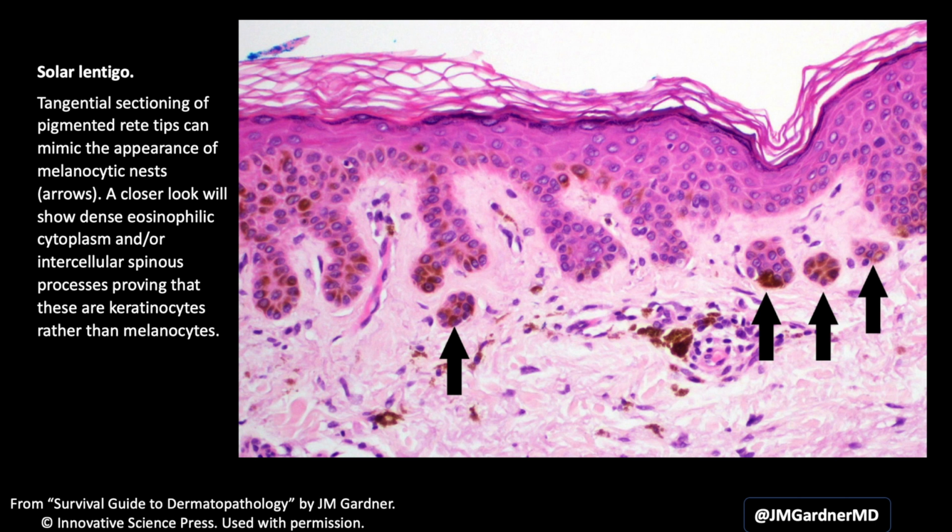But this is a solar lentigo, and I do occasionally see actinic keratosis. I often see actinic keratosis and lentigo coexist together. Also, I sometimes will see solar lentigo with melanoma in situ in the background. So just because there's a lentigo there, don't stop looking. And if you've got any doubt, you can do a stain like a SOX10 to help you sort it out.